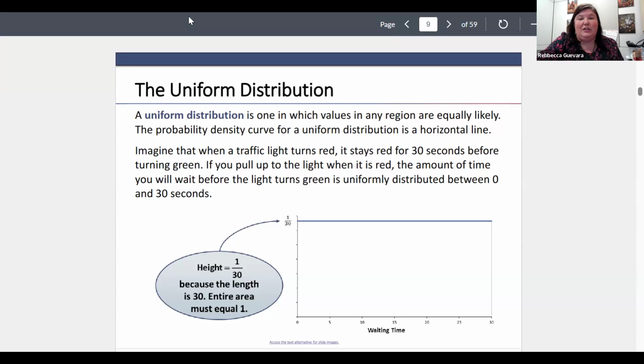So imagine that when a traffic light turns red, it stays red for 30 seconds before turning green. If you pull up to the light when it is red, the amount of time that you will wait before the light turns green is uniformly distributed between 0 and 30.